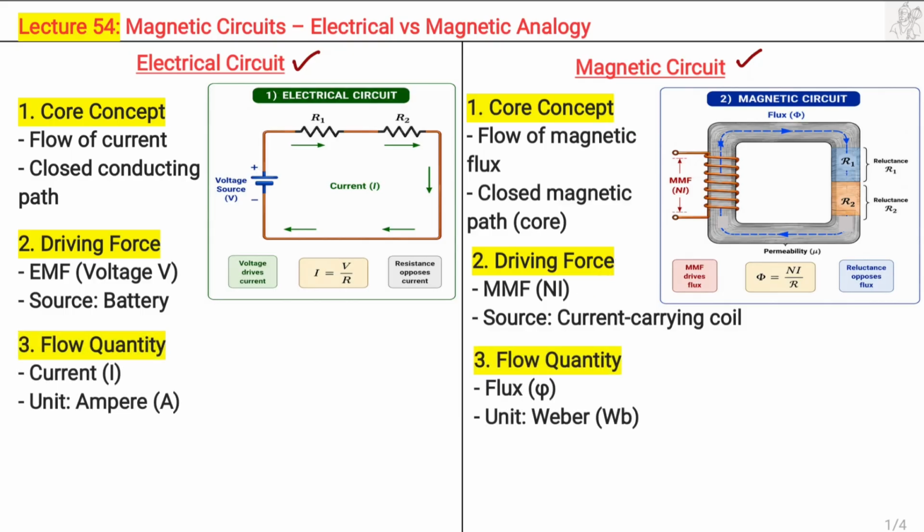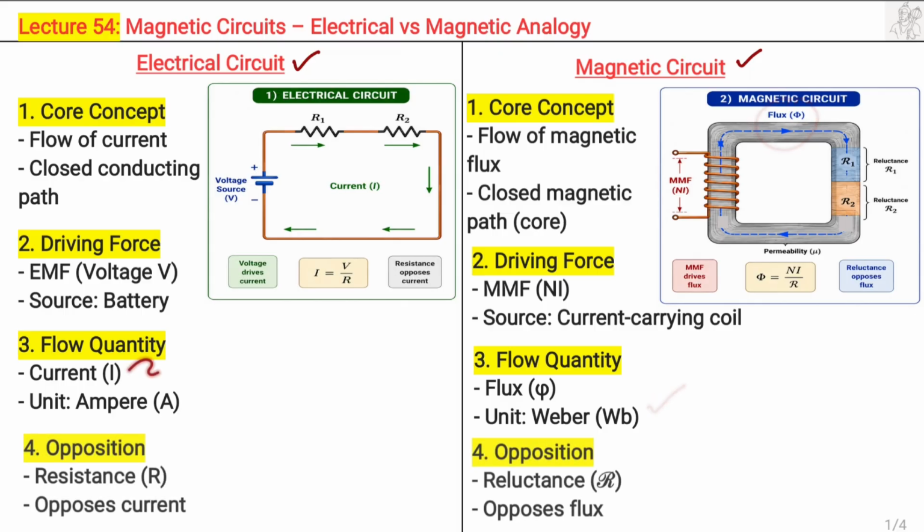The third is the flow quantity. The entity which is actually flowing is current, whose unit is ampere. In the magnetic circuit, the quantity which is actually flowing is flux, whose unit is Weber. The fourth concept is that of opposition. To the flow of current, the opposition is offered by an entity, that is resistance. Here the opposition to the flow of flux is provided by an entity, that is reluctance.